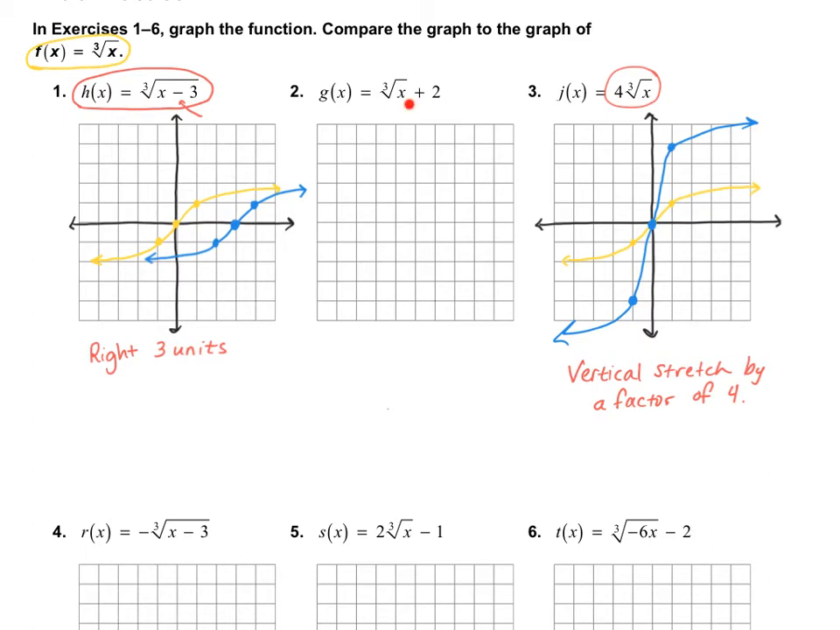I'll give you a hint on number 2. Remember what happens when you add a number or subtract a number on the outside of the function. It means it's going to move it up or down. So go ahead and try that one on your own. Okay, here's what I got. I moved the whole of the parent function up 2 units.